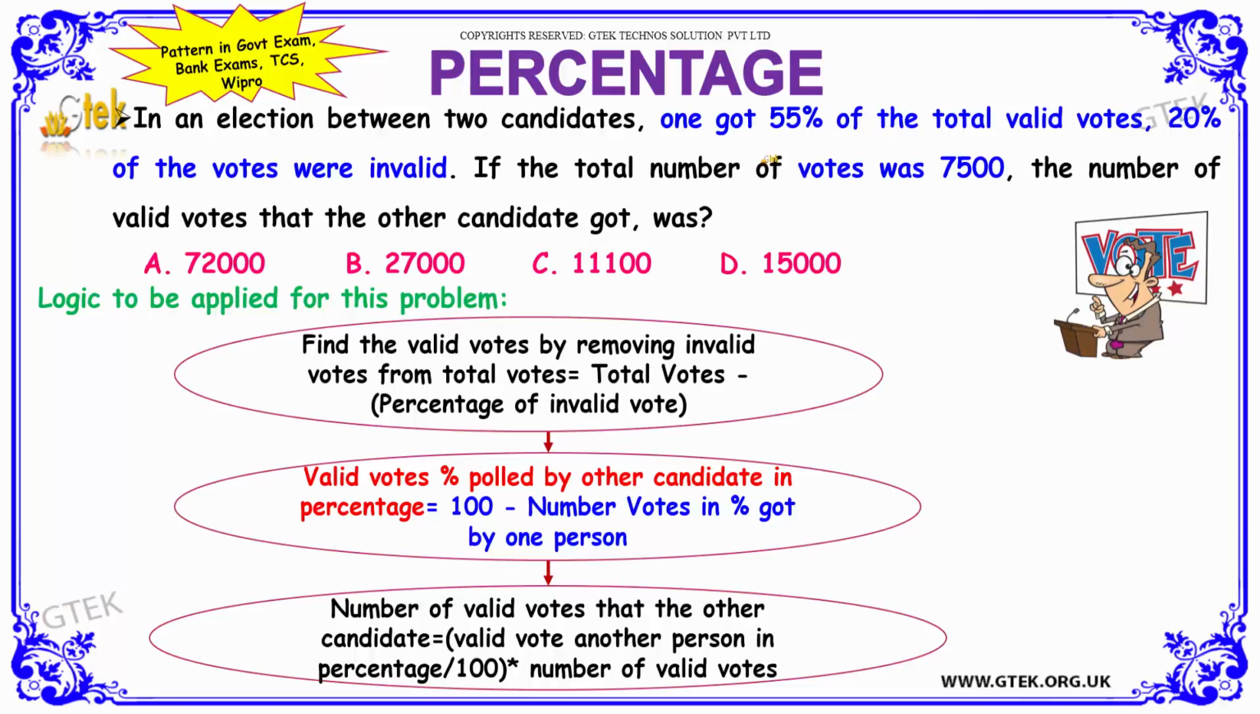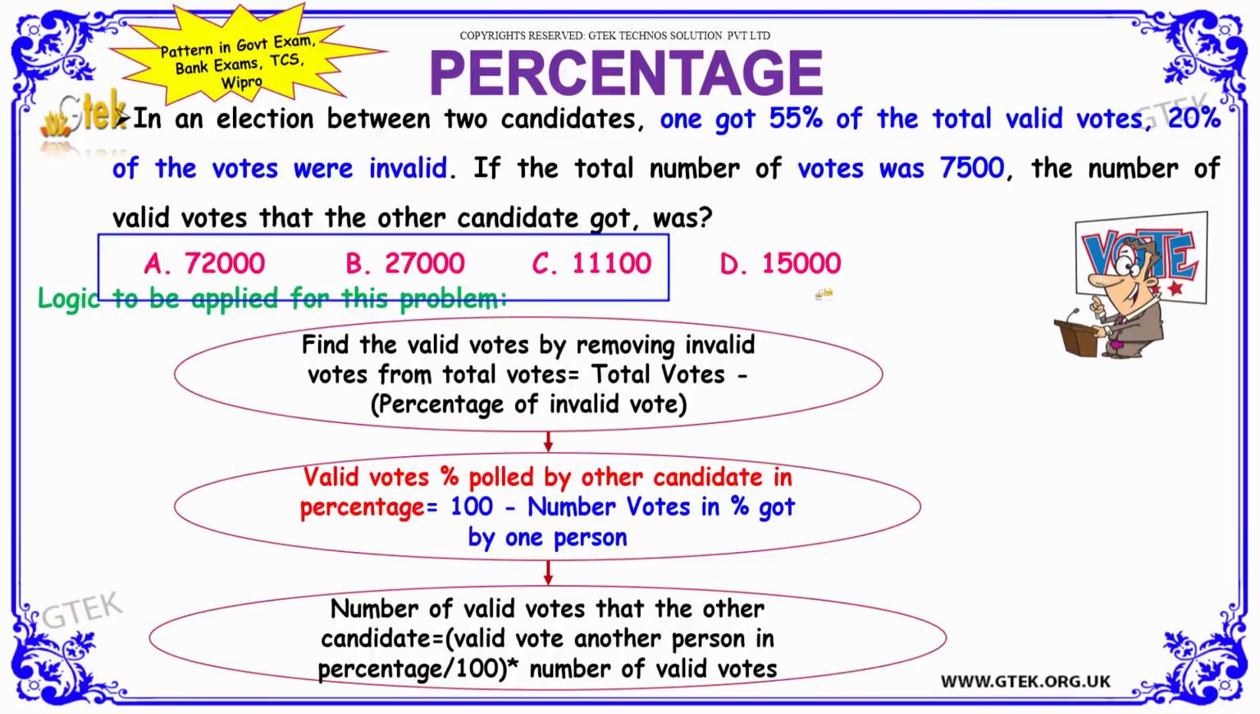Well, we have the question: two candidates have contested in an election. One candidate received 55% of the total valid votes and 20% of the votes were invalid. If the total number of votes is 7,500, then the number of valid votes that the other candidate got would be how much? We have to calculate.